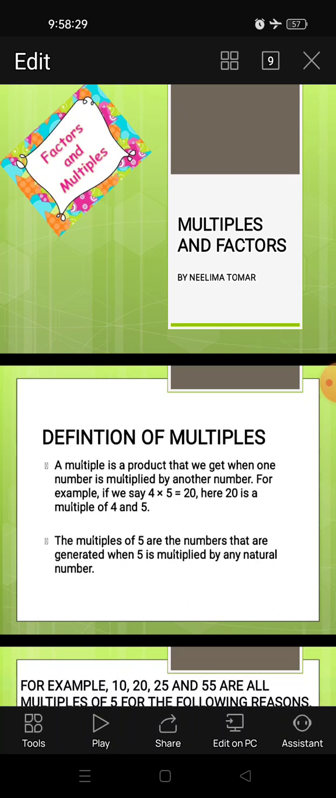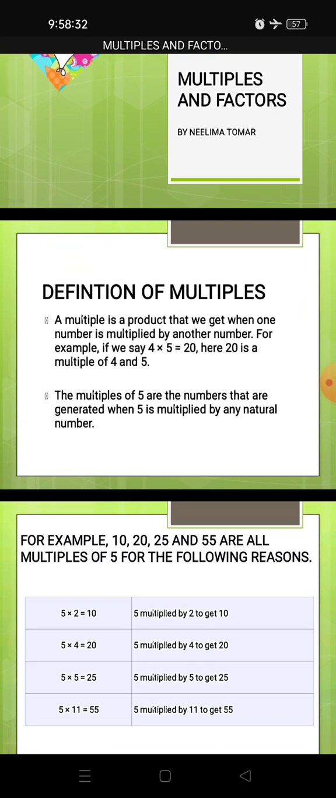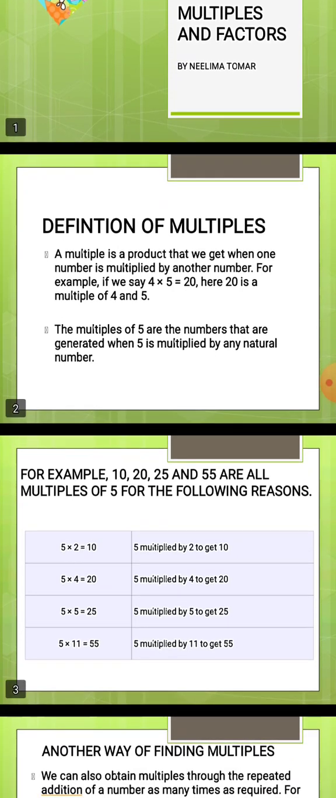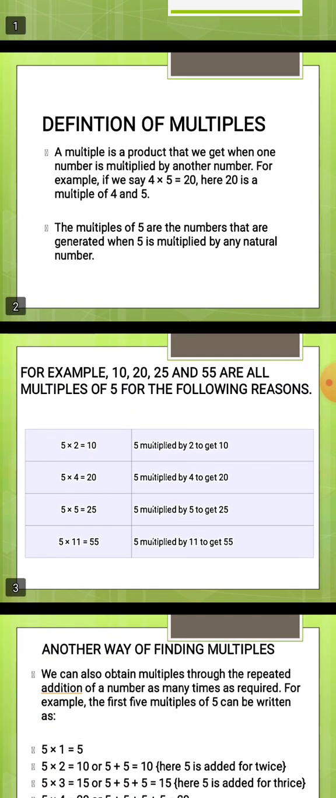To begin with, we'll start with the definition of multiples. A multiple is a product that we get when a number is multiplied by another number. For example, if we say 4 into 5 is equal to 20, here 20 is a multiple of 4 and 5. The multiples of 5 are the numbers that are generated when 5 is multiplied by any natural number. And as we all know, natural numbers start from 1.